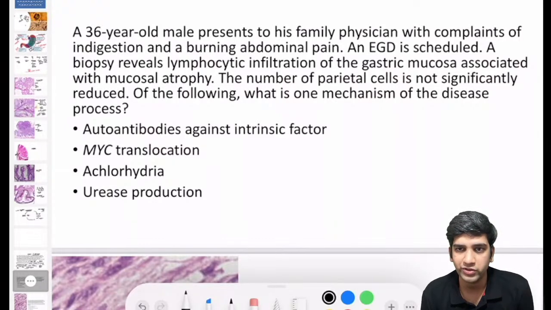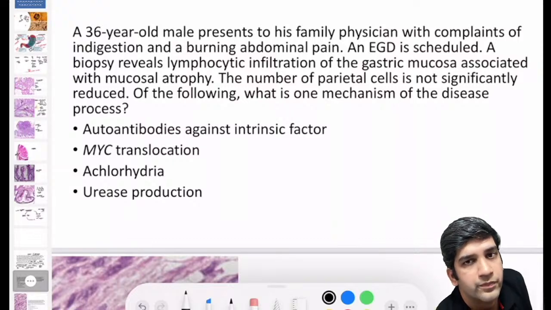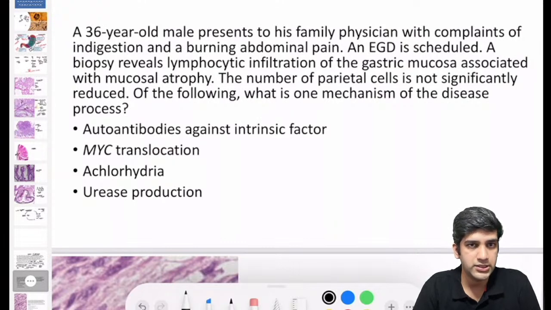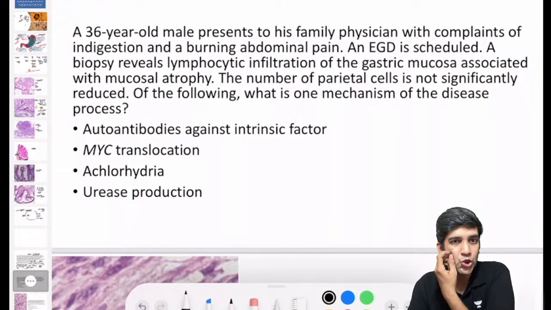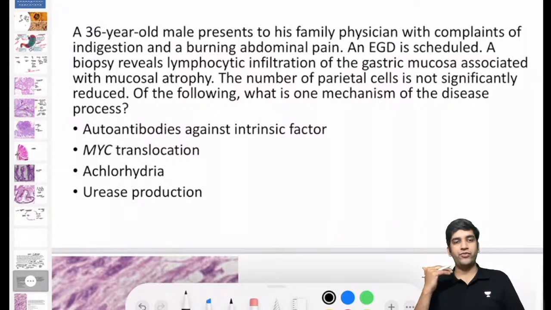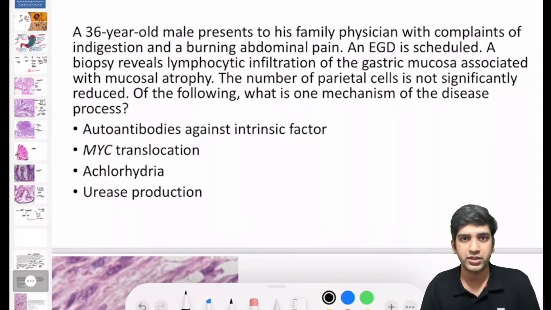Okay, Pratmesh has gone with D, Prithvi has gone with D. Anyone else wants to add to it? D. Okay. The only thing here for me is why it is not pernicious anemia. Can anyone tell me why you went for urease production and not with antibodies to intrinsic factor? Almost everyone went for urease production.